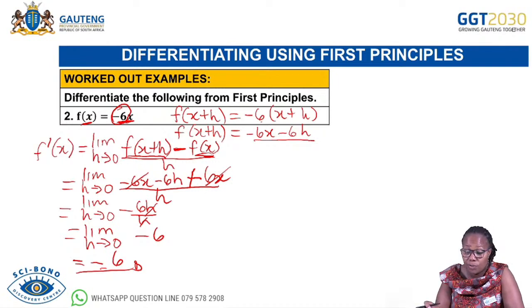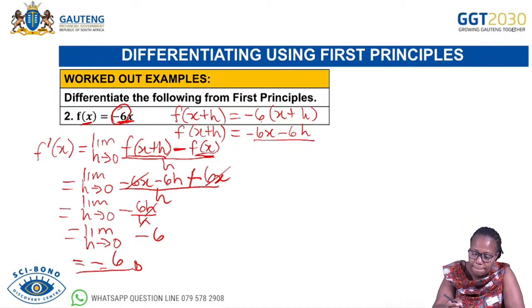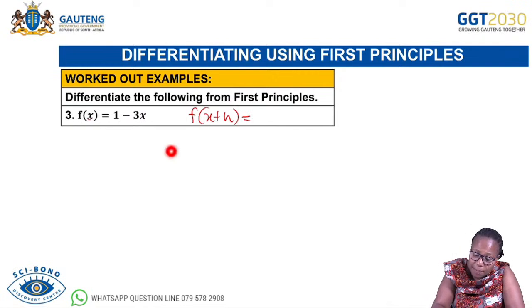All right, let's look at the next one. Am I telling the truth? Okay, let's see now. We are having f at x, which is 1 minus 3x. And then the method is look at f at x plus h before you go to the equation. So where I am having an x, I'm going to change you.